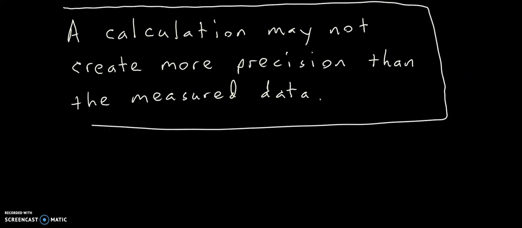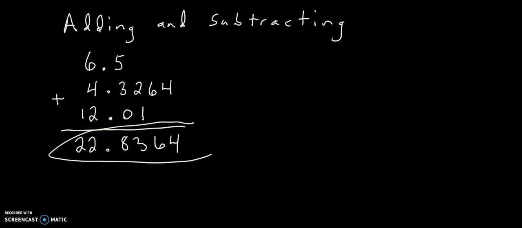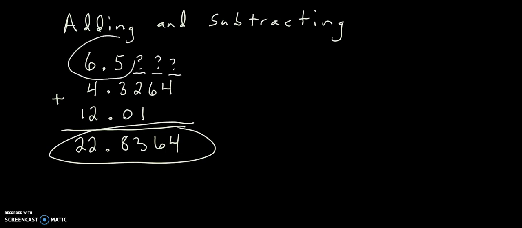Next, let's take a look at how calculations can influence the number of significant digits we have. The underlying concept is that a calculation may not create more precision than the measured data provides. So let's say we're going to add together these three numbers, 6.5, 4.3264, and 12.01. Adding them together, we'd have 22.8364. However, the number 6.5 does not have any measured data in the hundredths, thousandths, or 10,000ths position.